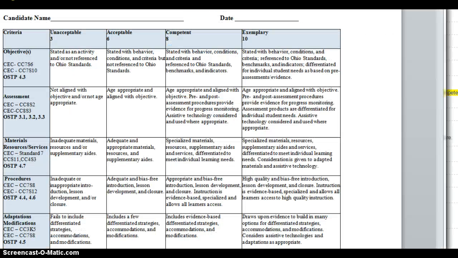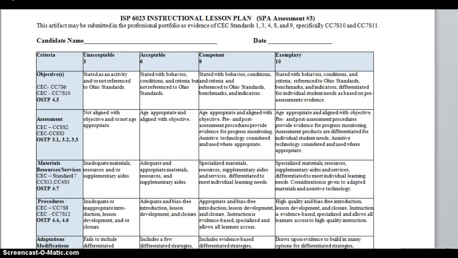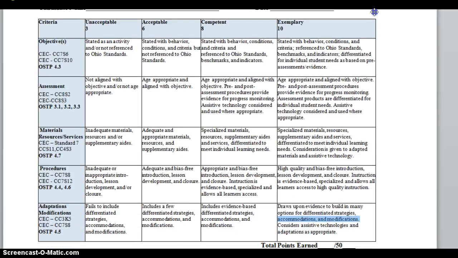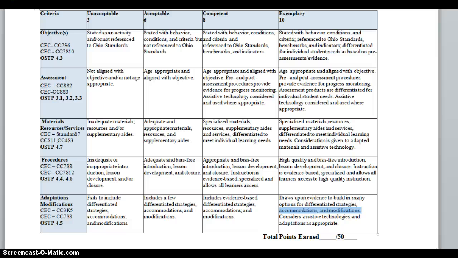If you look at the lesson plan rubric, first off, you can see that you will be meeting CEC standards 1, 3, 4, 8, and 9 by the successful completion of this project. When you're writing your objectives for the lesson plan, exemplary shows that you have stated a behavior, a condition, and criteria for successfully meeting the lesson objective. You've also referenced the Ohio standards, benchmarks, and indicators, and differentiated for individual student needs based on pre-assessment evidence.